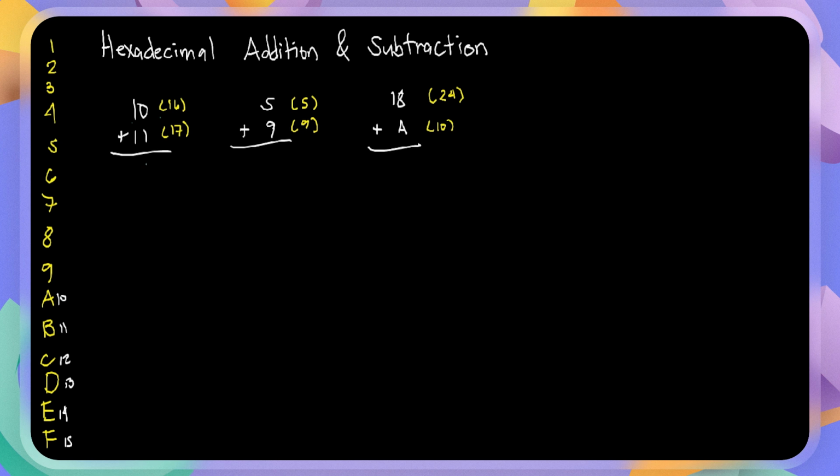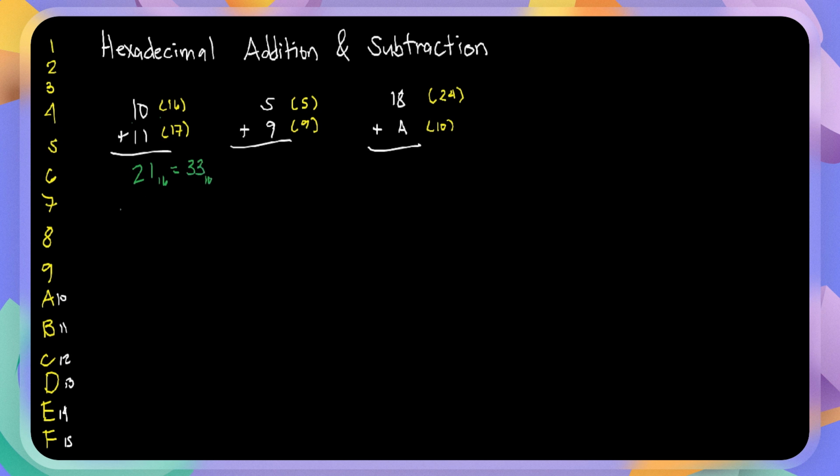So a 0 and a 1 gets us a 1, and a 1 and a 1 gets us a 2. Normally in decimal you would read this as 21, but in hexadecimal you read this as 2 and 1. So I'll just write that here. And in their decimal forms, this would be 16 plus 17, which would be 33, like that.